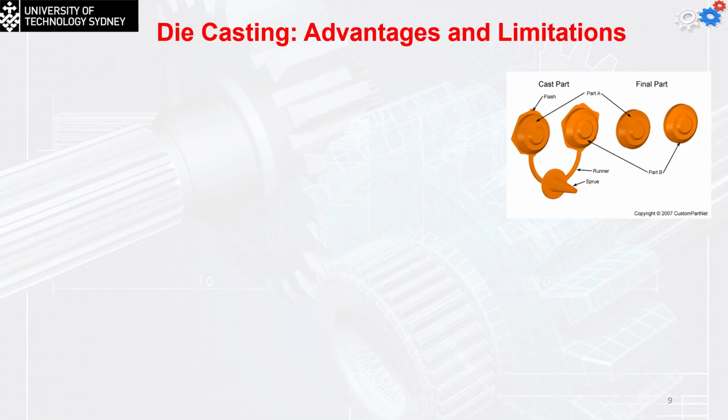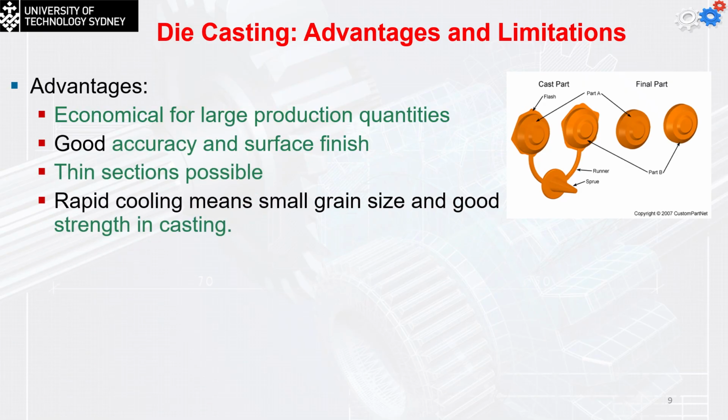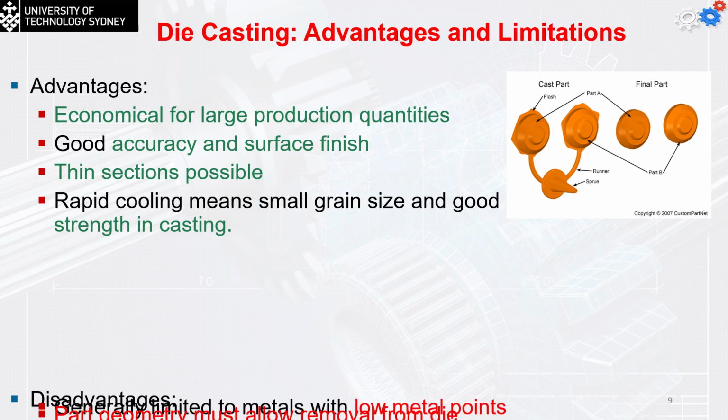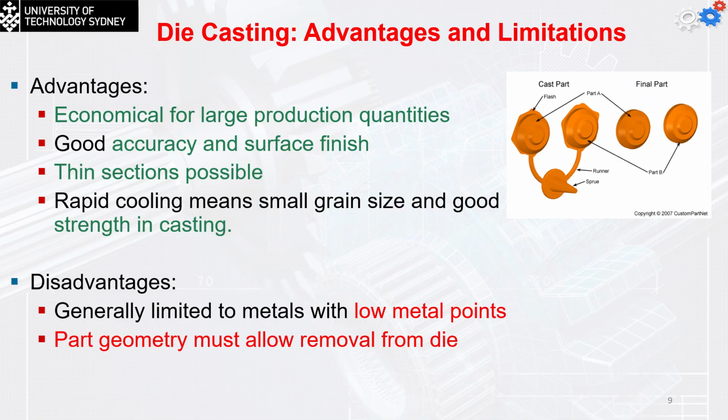The advantages and limitations of the die casting process are: first, it is economical for large production quantities. Also, it achieves good accuracy and surface finishing, and thin sections are possible. Rapid cooling means a smaller grain size and good strength in the casting. The limitations are that it is generally limited to metals with low melting points, and the part geometry must allow for removal from the die.